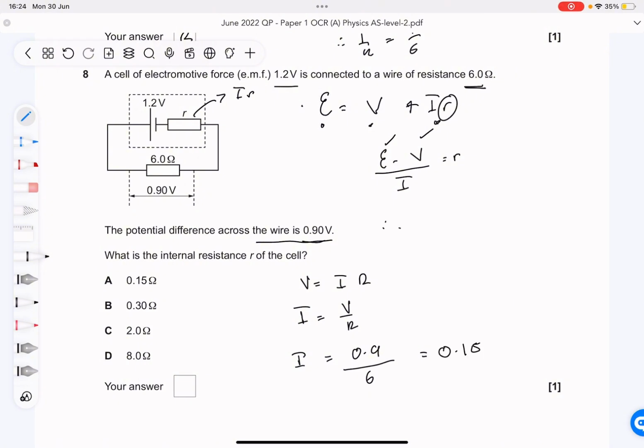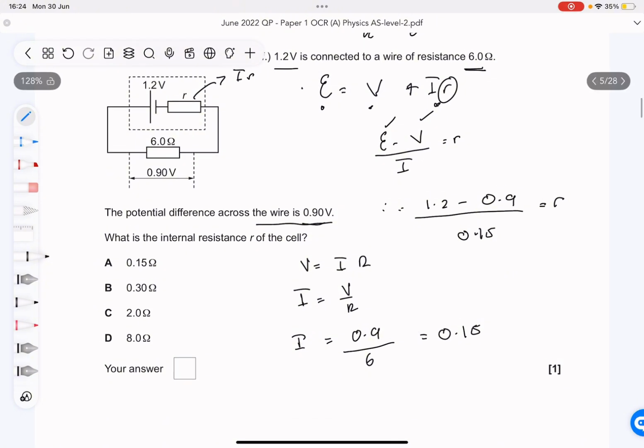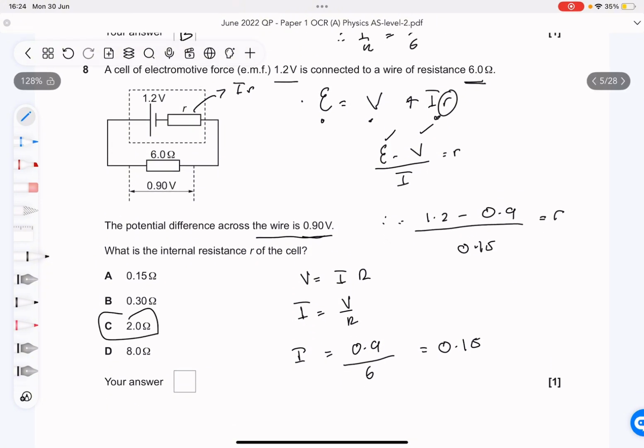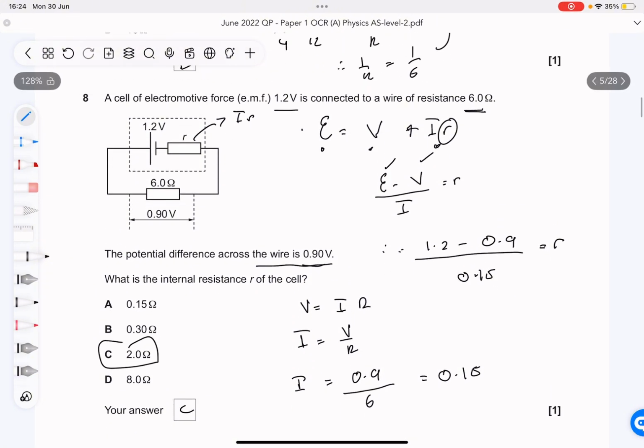Therefore, I can put that into my full equation now. I'm going to have EMF of 1.2 minus a potential difference of 0.9, or a terminal potential difference, I should say, over 0.15, which is the current, and that gives me little r. It's 1.2 minus 0.9 over 0.15, and that is exactly 2 ohms. So that's C. And let's move on.